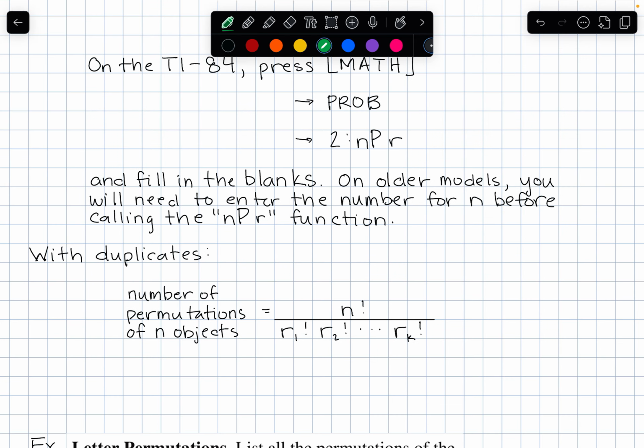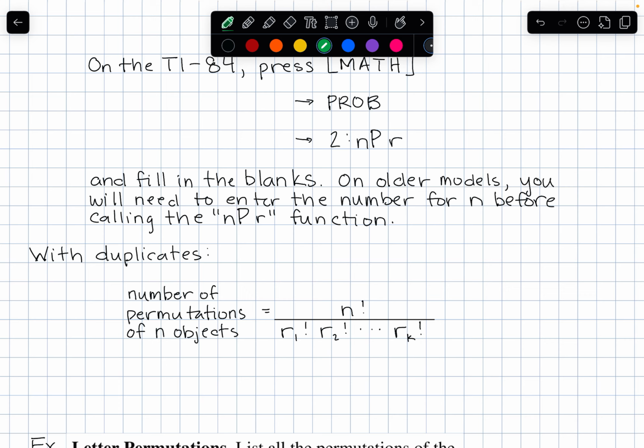If you do have duplicates in your set, for example, if I'm assigning roles for a play, and 2 of the roles are the same thing, I have 2 characters that are basically playing trees in the background, I have to account for the fact that 2 of those roles are the same. Because the order for those 2 doesn't matter, but the order for everything else does.